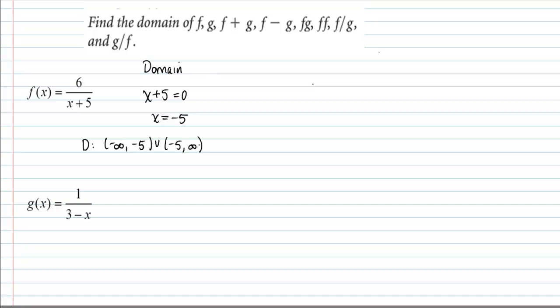Same thing can be done for g of x. In order to find its domain, you take whatever the denominator is, set it equal to 0. And that number cannot be part of the domain, so it's going to be from negative infinity up to 3, then from 3 to infinity.